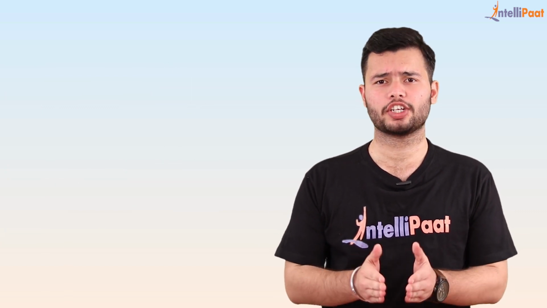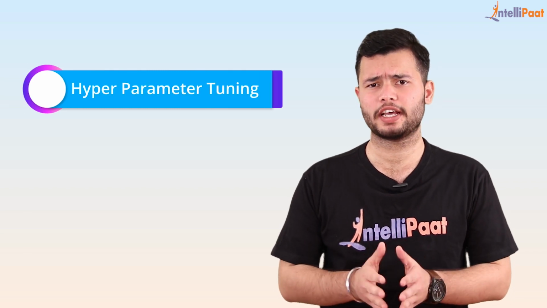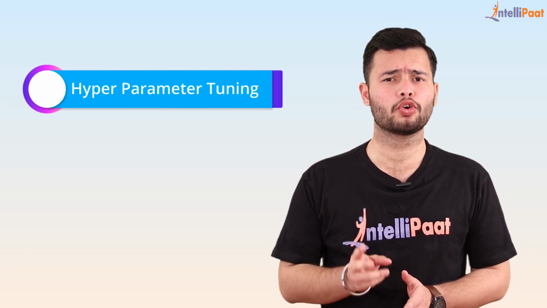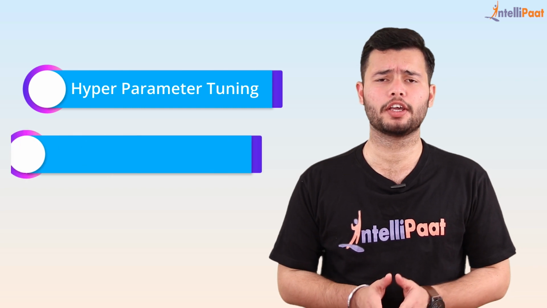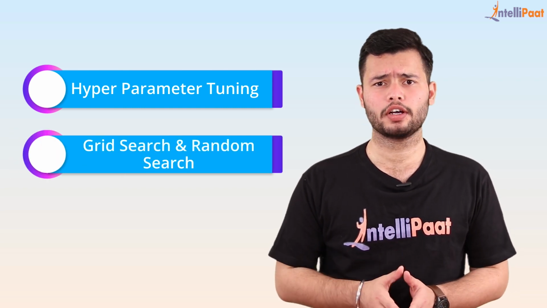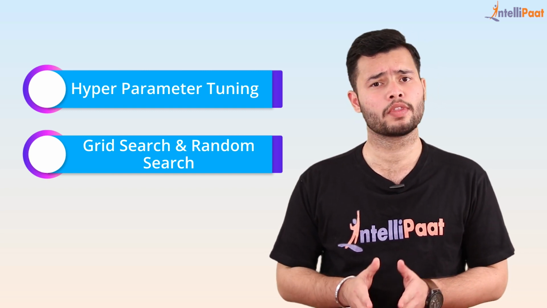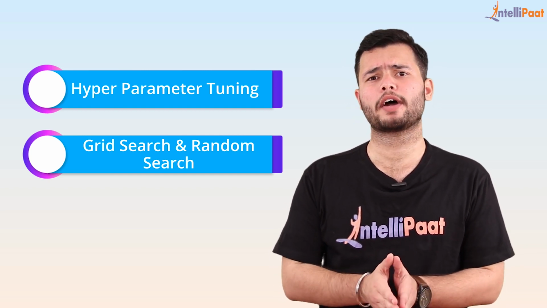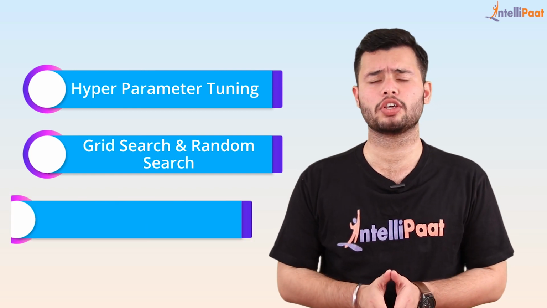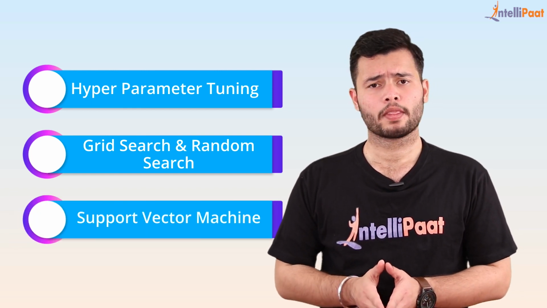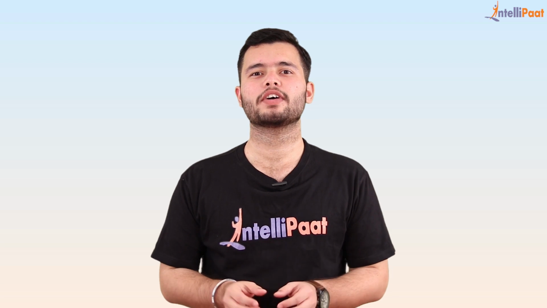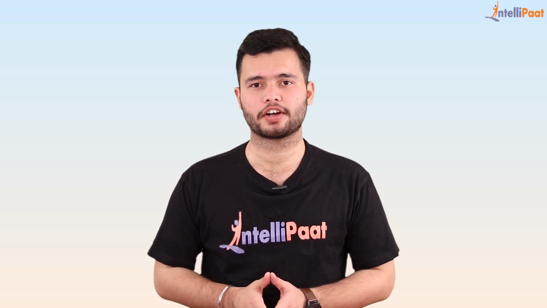Now let me walk you through the agenda for this video. Firstly, we will be talking about hyperparameter tuning, its basics. Thereafter, we will look into two types of hyperparameter tuning, namely grid search and random search. Further, we will be looking into the differences between the grid search algorithm and the random search algorithm. And finally, we will learn how to use hyperparameter tuning to get the best accuracy on a support vector machine model. After going through this video, we hope you would have a solid foundational understanding of what hyperparameter tuning is and how to get started with it.